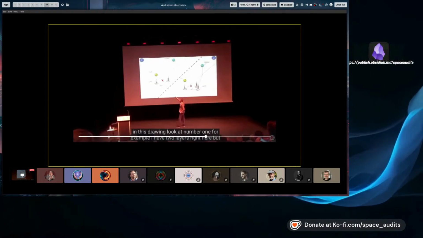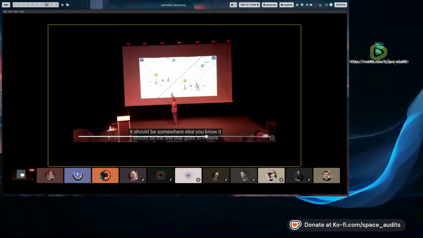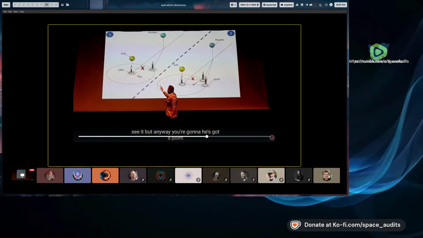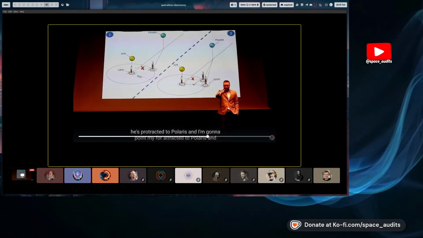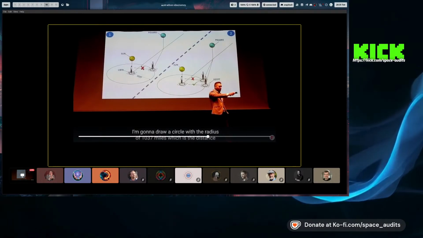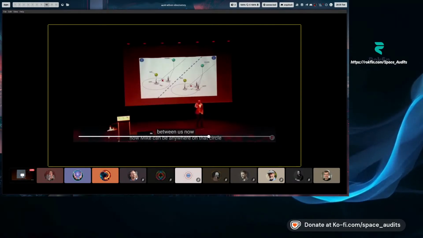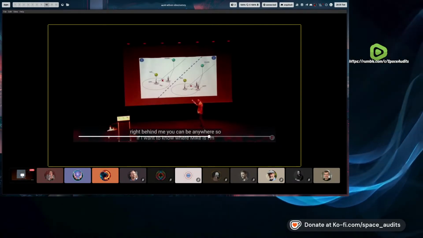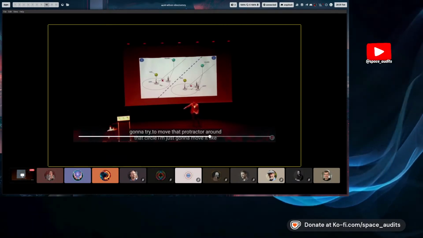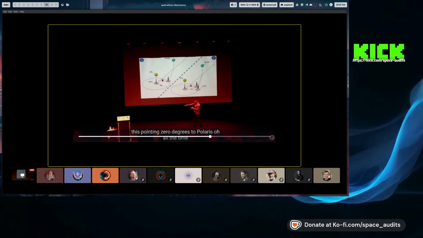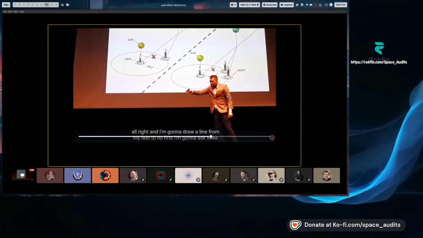Look at number 1, for example. I have Polaris right here, but it should be somewhere else. The line that goes to Polaris should be parallel to the other one. I just did it like this so you guys can see it. But anyway, he's going to point his protractor to Polaris, and I'm going to point my protractor to Polaris. And I'm going to draw a circle with a radius of 1,037 miles, which is the distance between us. Now Mike can be anywhere on that circle. He can be right there, right behind me. So if I want to know where Mike is, I'm going to move that protractor around that circle, pointing 0 degrees to Polaris all the time, all right?